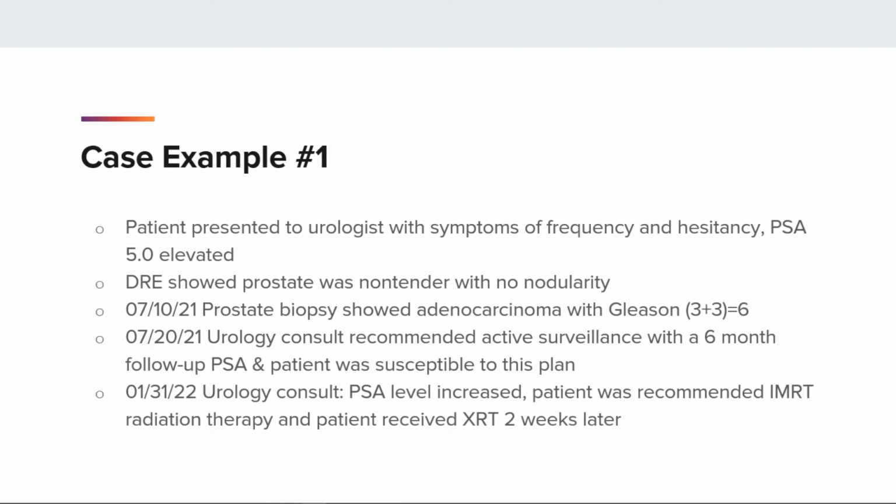Let's look at case example number 1. Patient presented to urologist with symptoms of frequency and hesitation. The PSA was elevated. The DRE showed prostate was non-tender with no nodularity. The prostate biopsy showed adenocarcinoma with a Gleason score of 6. Shortly after, the urologist consult recommended active surveillance with a 6-month follow-up PSA, and the patient was receptive to this plan. On a follow-up consult, the PSA level had increased, so the patient was recommended IMRT radiation therapy, and the patient received radiation 2 weeks later.